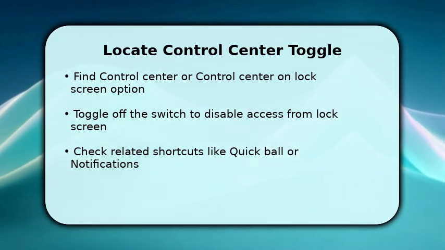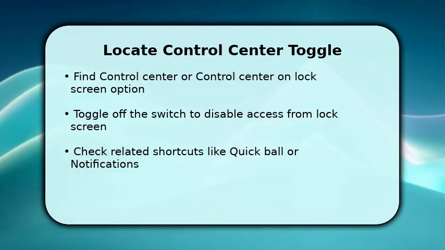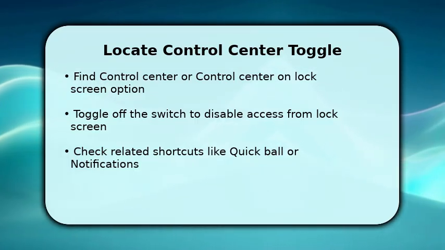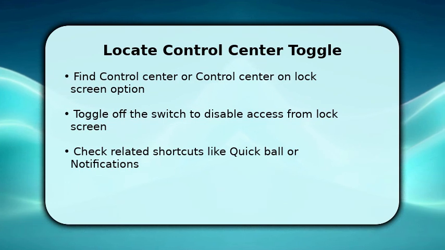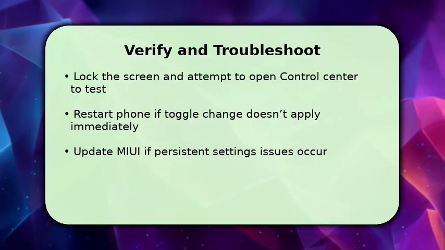Make sure to also inspect Quick Ball and Notification Access because those can mimic Control Center functions. If options are grouped, expand Advanced Settings to reveal the exact switch and confirm the change visually by locking the phone. You finish by locking the device and testing whether the Control Center opens.